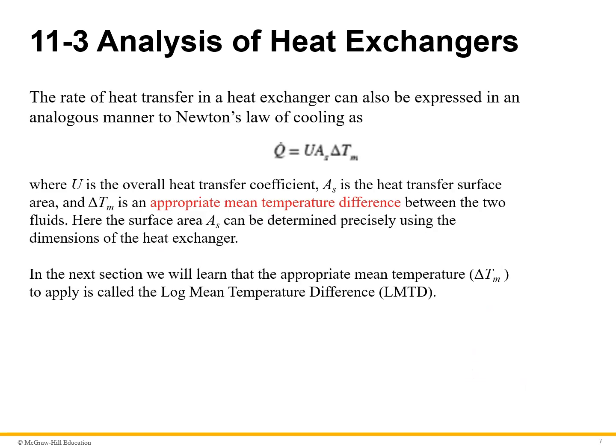The rate of heat transfer in a heat exchanger can also be expressed in a manner analogous to Newton's law of cooling, as Q equals U times A_s times delta T_m. U is what's known as the overall heat transfer coefficient. A_s is the heat transfer surface area, and delta T_m is the approximate mean temperature difference between the two fluids. In the next sections, we're going to learn that the appropriate mean temperature to apply is called the log mean temperature difference, LMTD.